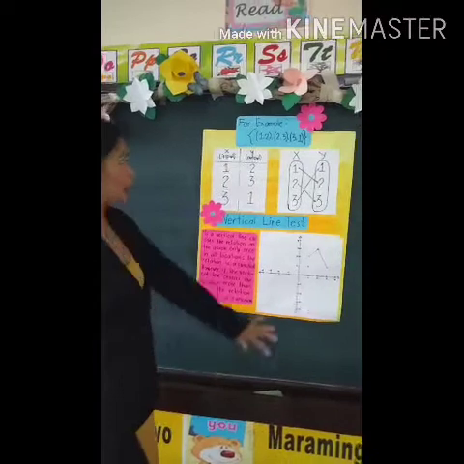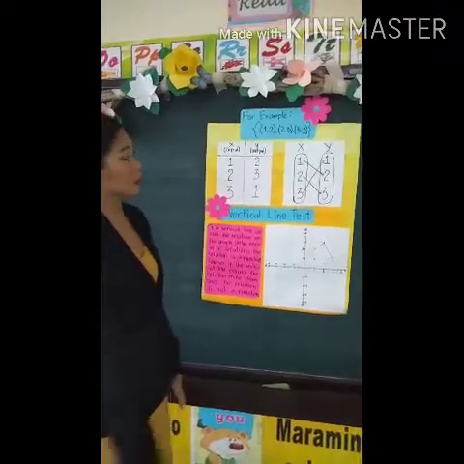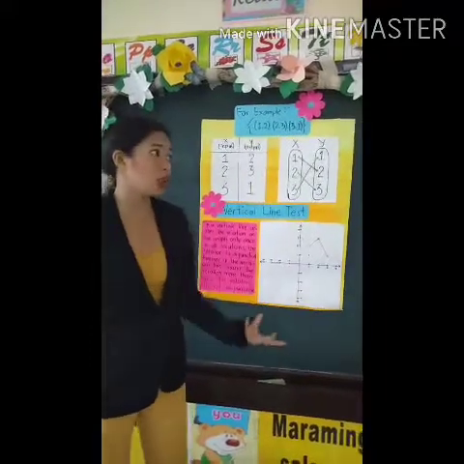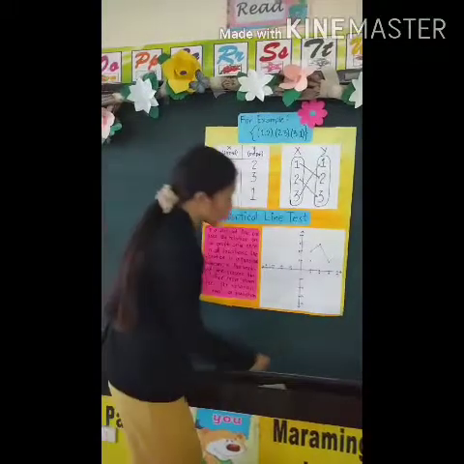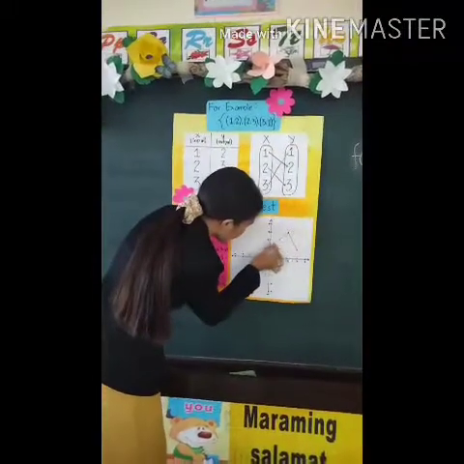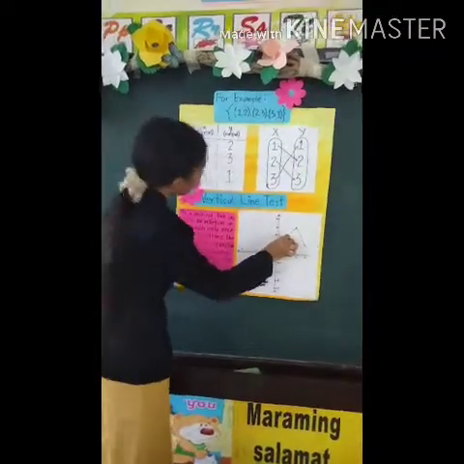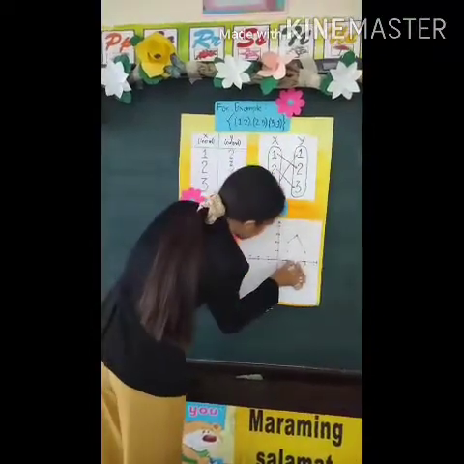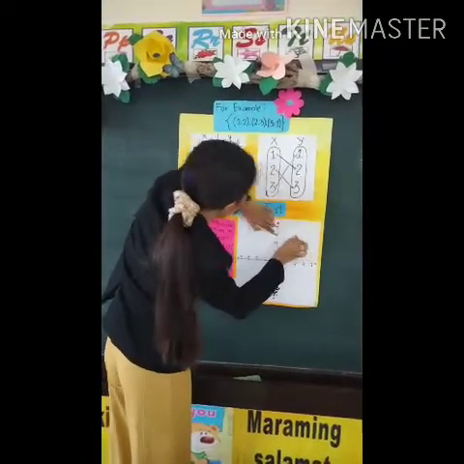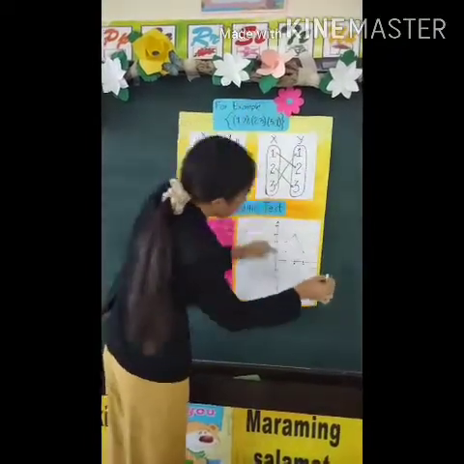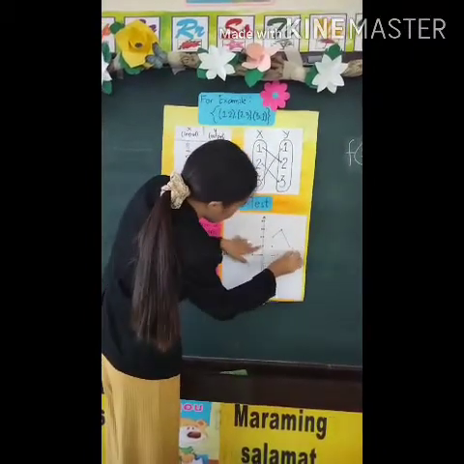If we graph the example we have here, which is f of x is equal to 1 and 2, 2 and 3, and 3 and 1, we will put 1 and 2 here. The x is 1 and the y is 2. Second, 2 and 3. The x is 2 and the y is 3. And lastly, 3 and 1. The x is 3 and the y is 1. So we will put it here.